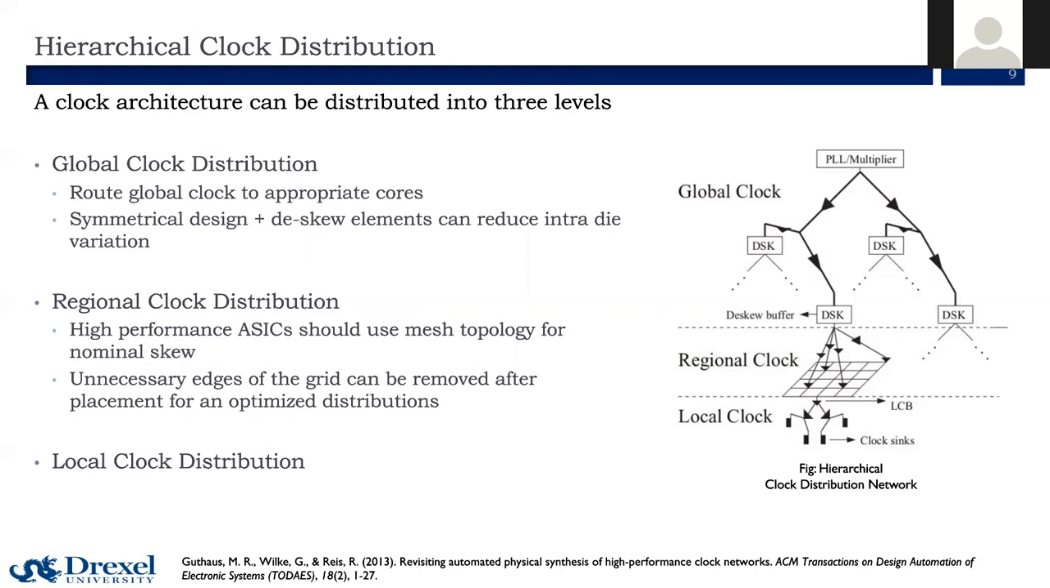A global distribution can be used to route global clocks to appropriate cores. The designs are usually symmetrical here, and we can use these skew elements here to improve our skew variations. Regional clock distributions usually have a mesh topology with higher metal interconnects for better skew. And once the grid is placed, it could be further optimized by removing unnecessary edges within the grid to improve our power consumption.